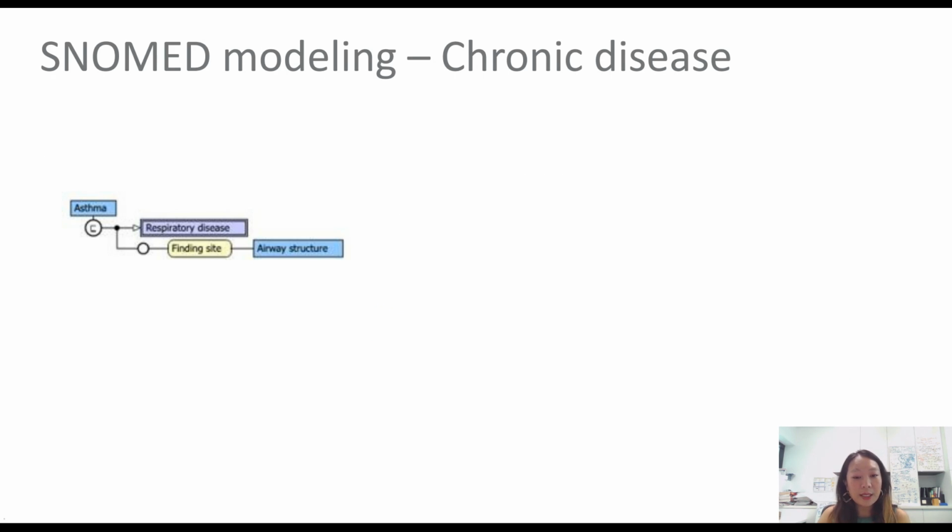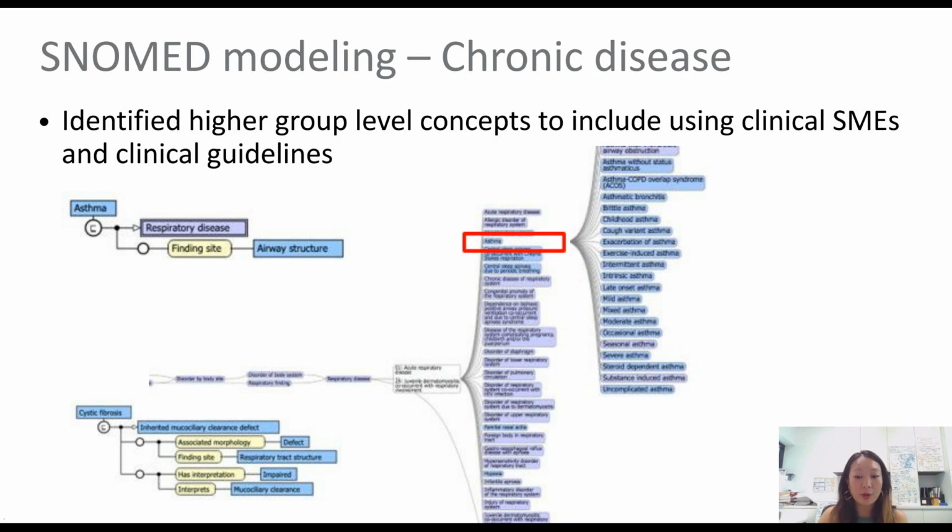But unfortunately, some diseases that are considered chronic aren't necessarily modeled that way. You can see here something like asthma. It's primitive, but it has a parent of respiratory disease and a finding site of airway structure, but it does not have an occurrence of chronic.